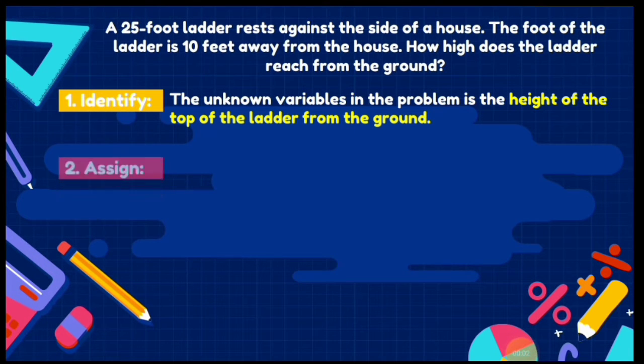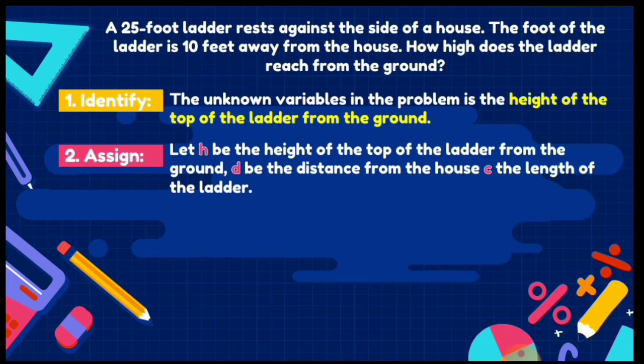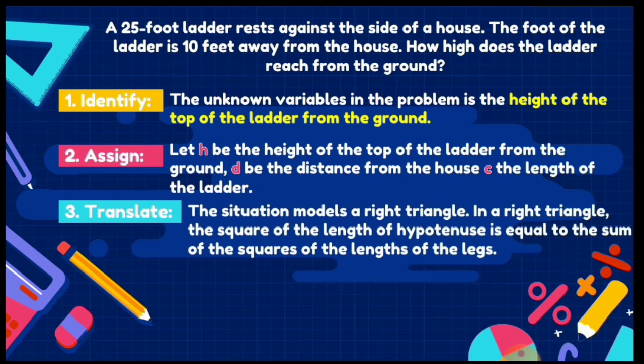Step number 2 is to assign. Let h be the height of the top of the ladder from the ground, d be the distance from the house, and c is for the length of the ladder. Proceed to step number 3. Number 3 is to translate. We're going to translate the mathematical statement into a mathematical equation, and later on, make a diagram in order for us to better understand the problem.